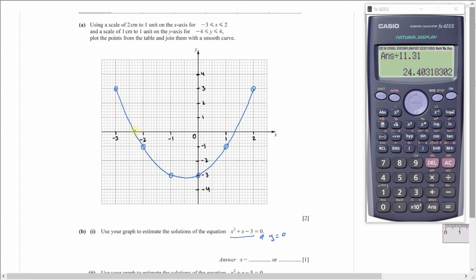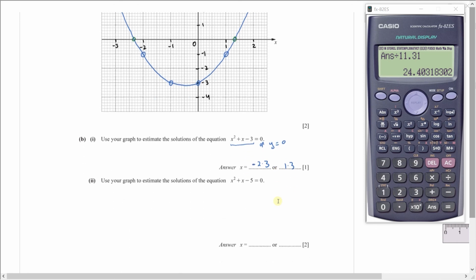So let me mark this. And the second point is this one here. So here the x value is minus 2.5 is this one. So this is minus 2.4, minus 2.3. So your x value here is minus 2.3 and the other value is 1.3, where the graph intersects the x-axis.